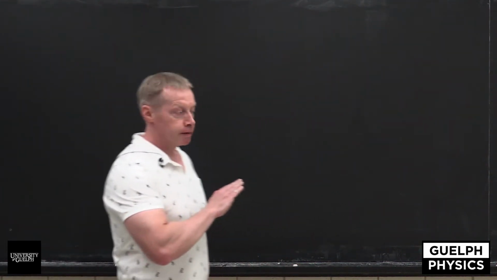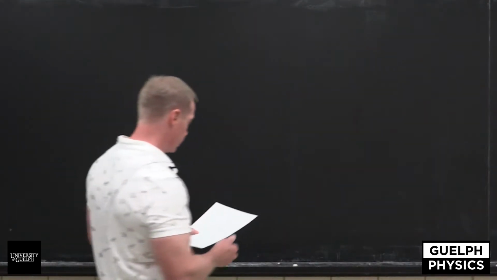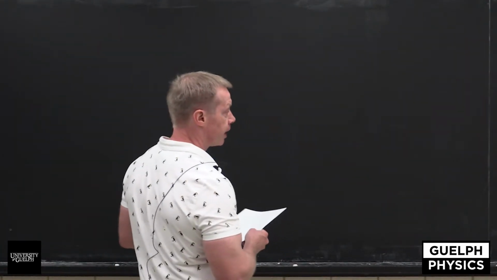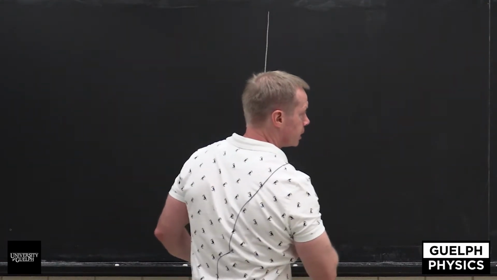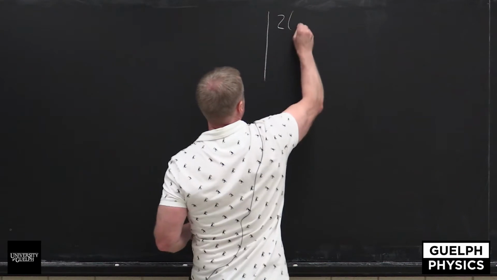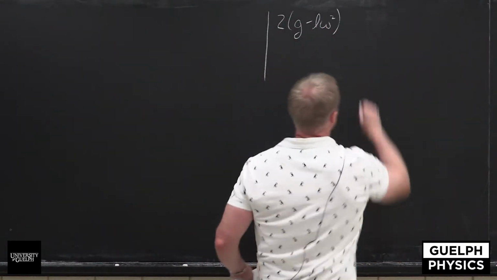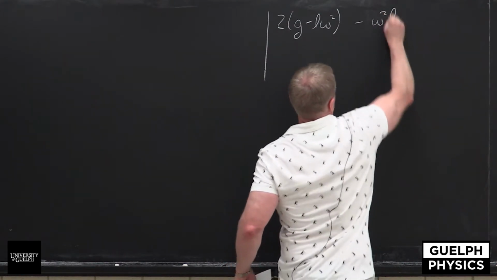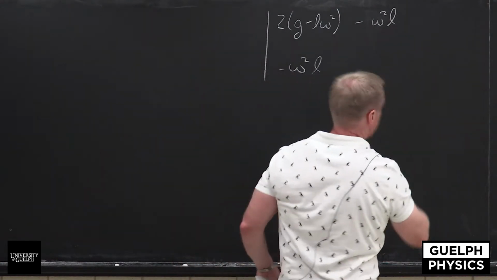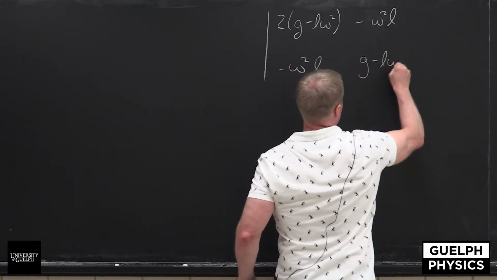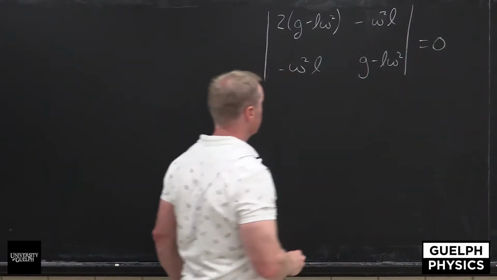So we had progressed to the point where we had this determinant that we had to set equal to 0. I'll just rewrite the determinant again. So we have 2g minus L omega squared, minus omega squared L, minus omega squared L, and g minus L omega squared. So that was my determinant that I set equal to 0.